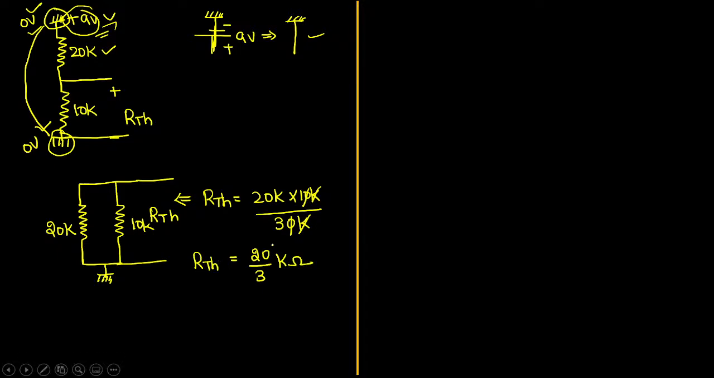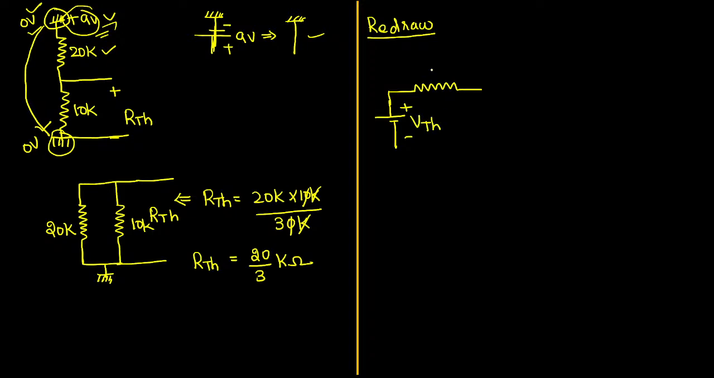After finding the value of VTH and RTH, how do we redraw the transistor circuit? That is the next question. How to redraw it, sir? Redrawing means again take VTH. How do you redraw the Thevenin circuit? At last, after calculating the Thevenin parameters, we have to take VTH. It will be connected in series with the RTH.